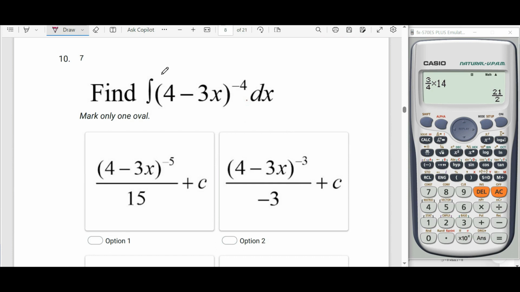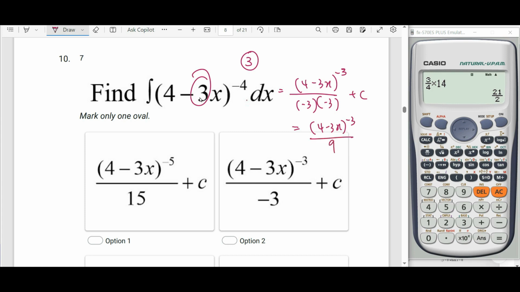Then for the next question, to integrate a bracket of linear, this is formula number 3. A bracket of linear: the power plus 1 becomes negative 3 over the new power. Don't forget the coefficient of x, negative 3, plus c. So this will be (4 minus 3x) to the power of negative 3, over 9, plus c.